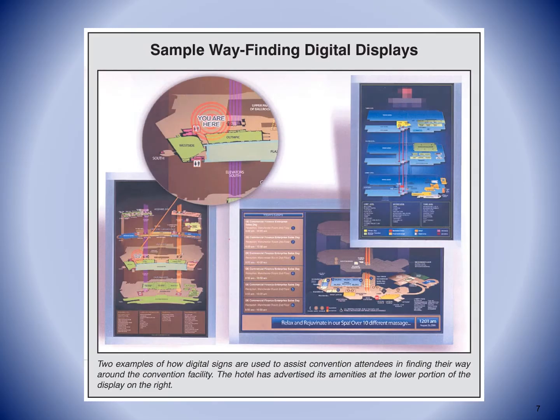So some of our digital wayfinding examples, some hotels or conventions will have this where it shows, you are here, and it kind of gives you an idea of how to get to the other places. Not all hotels are going to have digital wayfinding, so you want to make sure that your signage is appropriate.